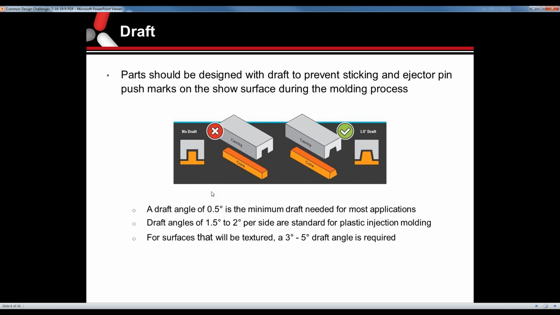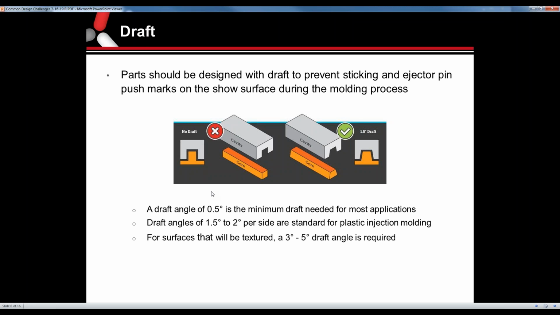Next is draft. It's pretty important. Really, your bare minimum draft is a half a degree. And of course, on our end of it, anytime we can get more than that, 1.5 degrees to 2 degrees per side is a standard practice for designing parts.